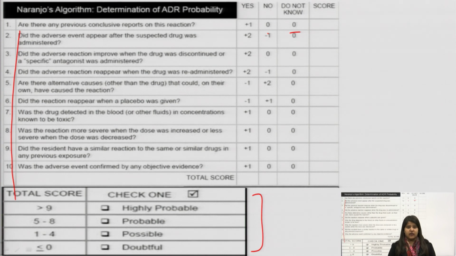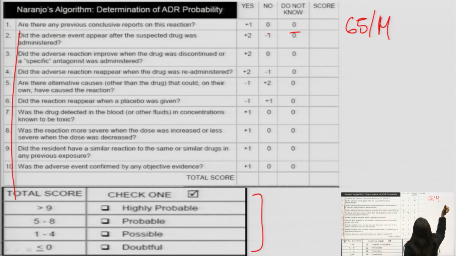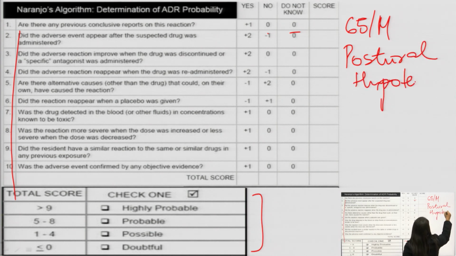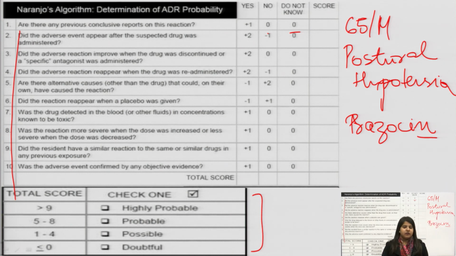So now let us take a case study. We have a 65-year-old male presenting in the clinical scenario with the problem of postural hypotension, and he is also taking prazosin. So this is my case study. The patient is coming to our clinic for the first time, and I doubt that he is suffering from an ADR. So what will I do? I will take out my Naranjo's algorithm and answer these questions to check whether he is actually suffering from it or not.